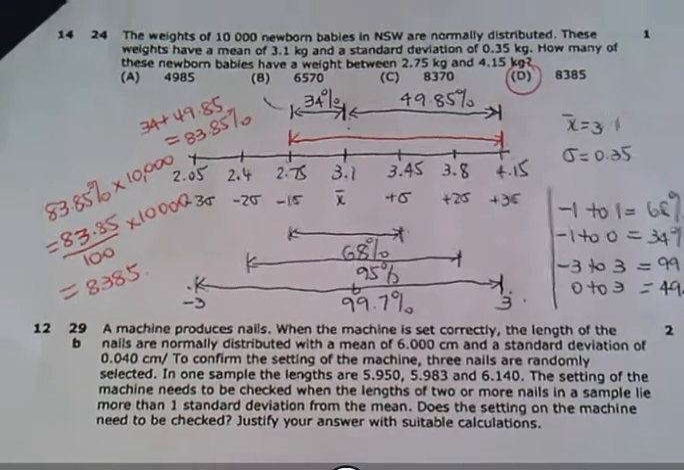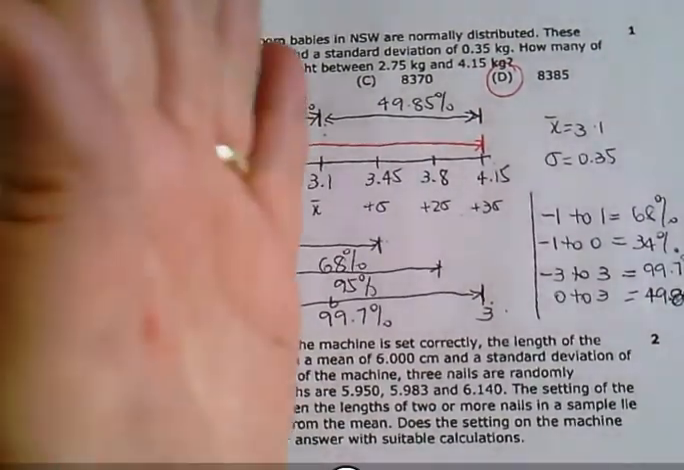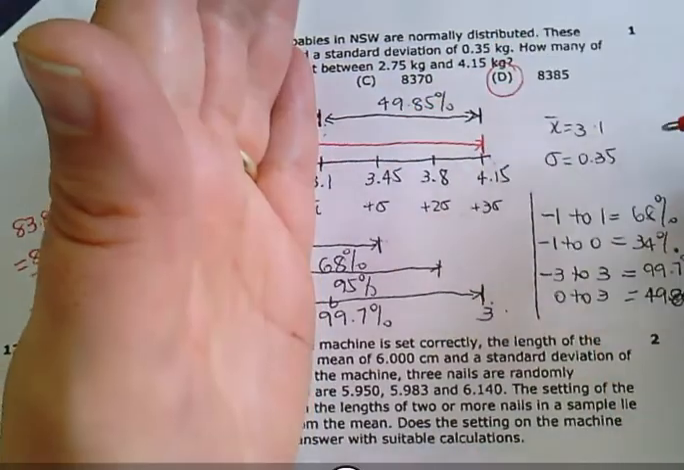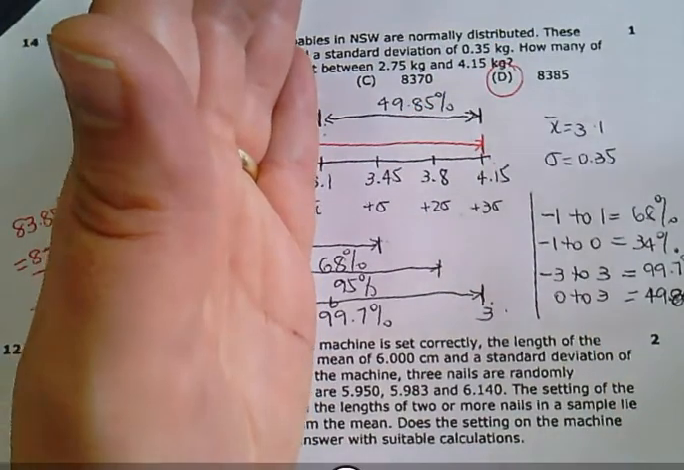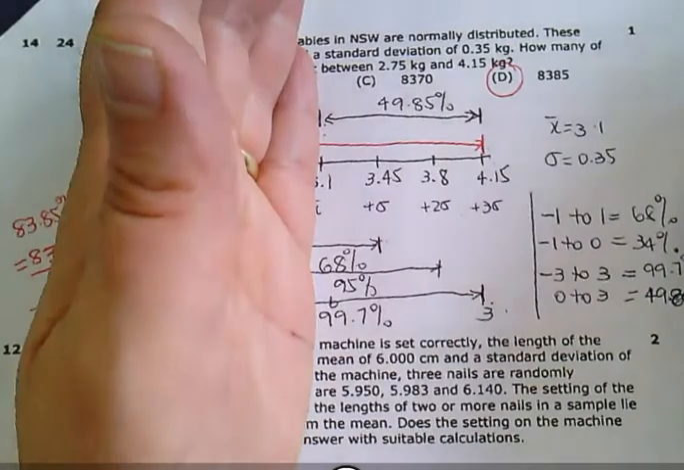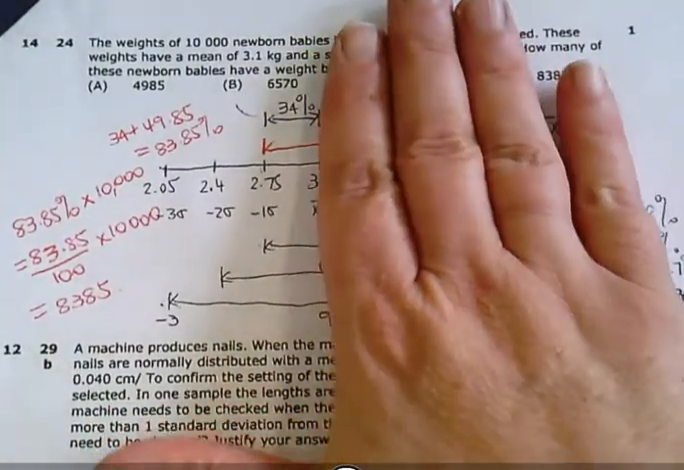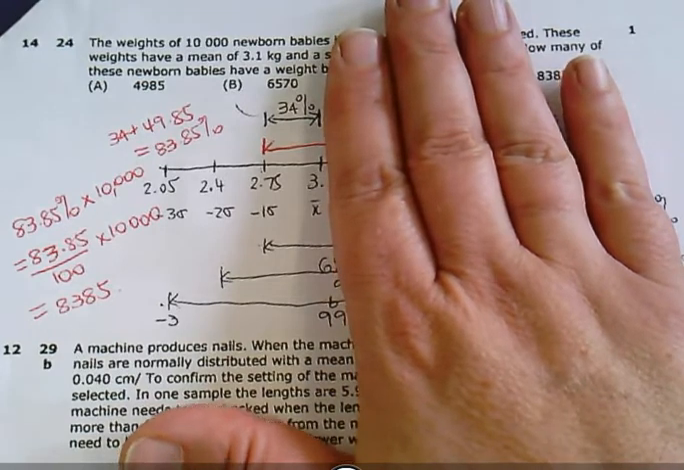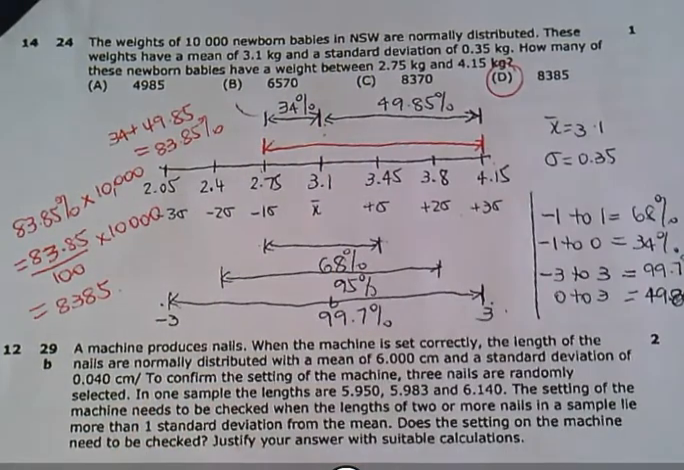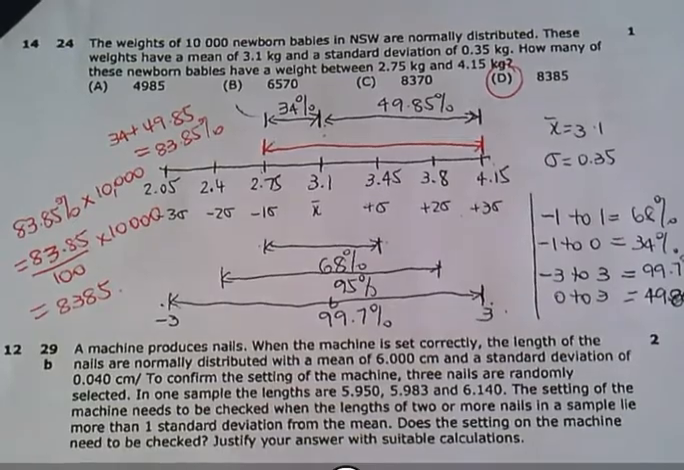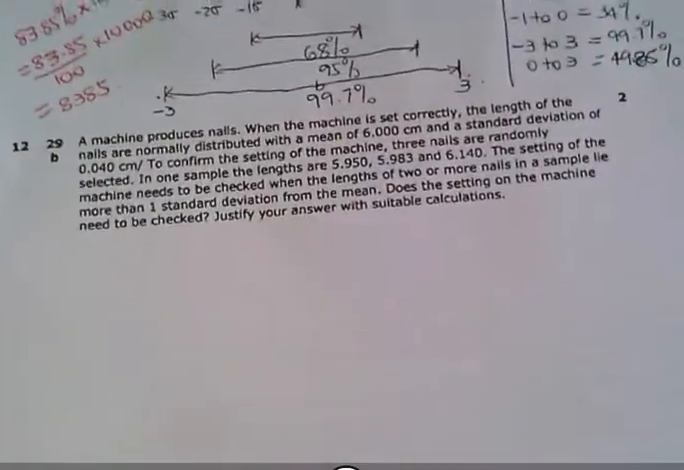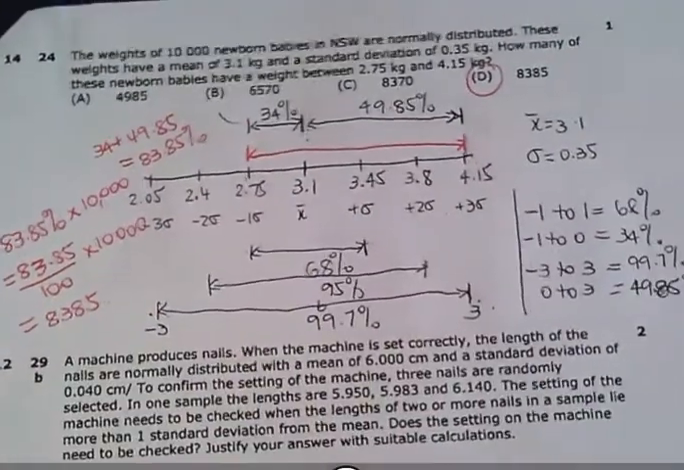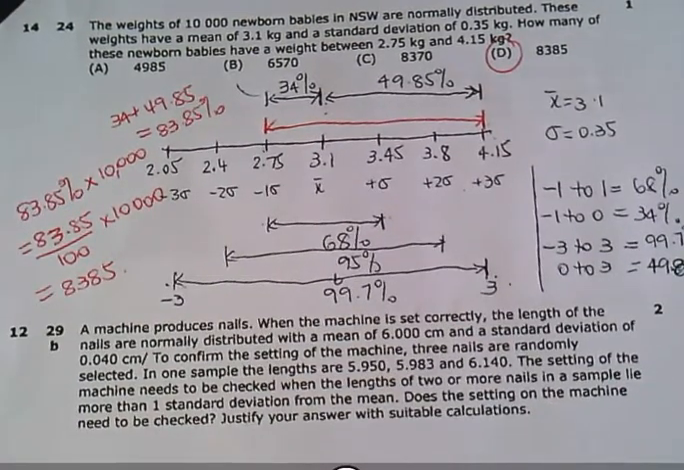So let's say we got the number 10,000. How many kids were bigger than 3.1? Half of them. 5,000. How many kids were below 3.1? Because that's the average. Half of them. 50%, which is 5,000. Sometimes in the question they give you the number, sometimes they don't. All right. Here, I'll just leave that there for a minute.